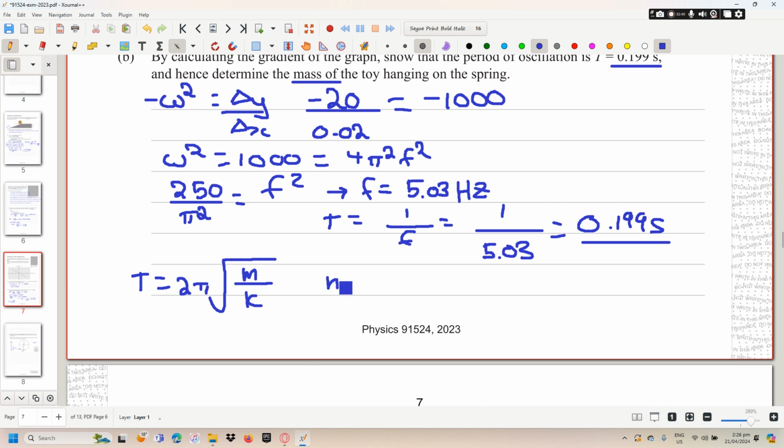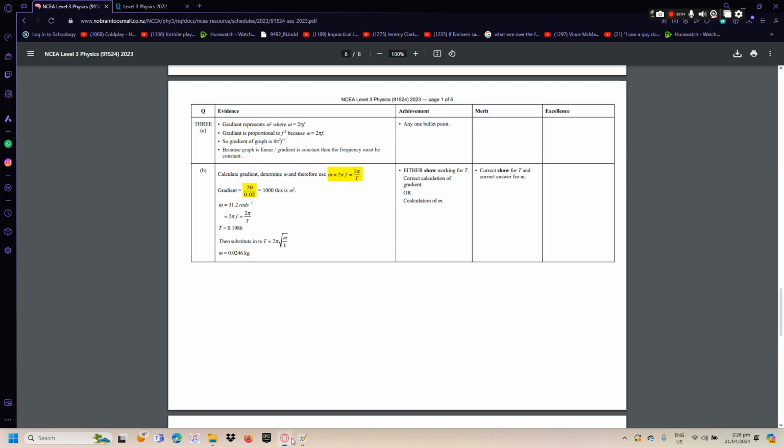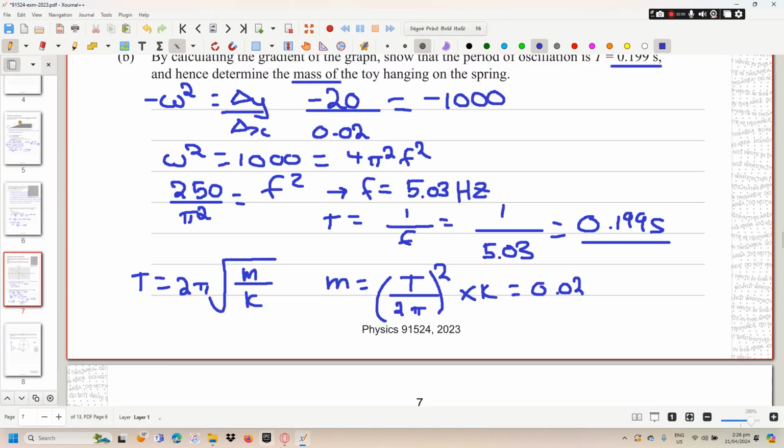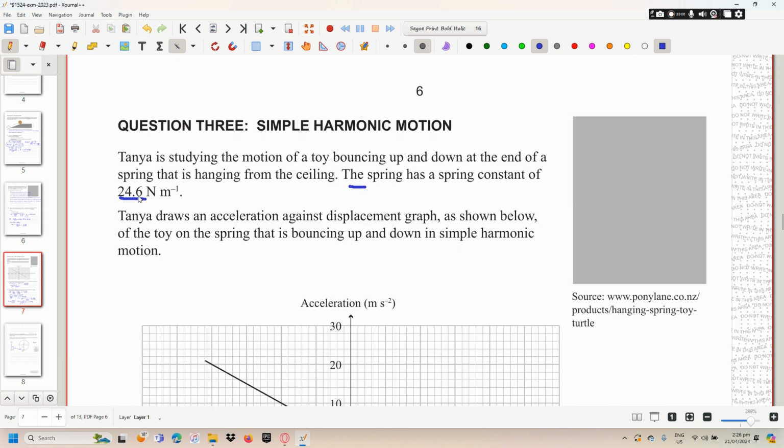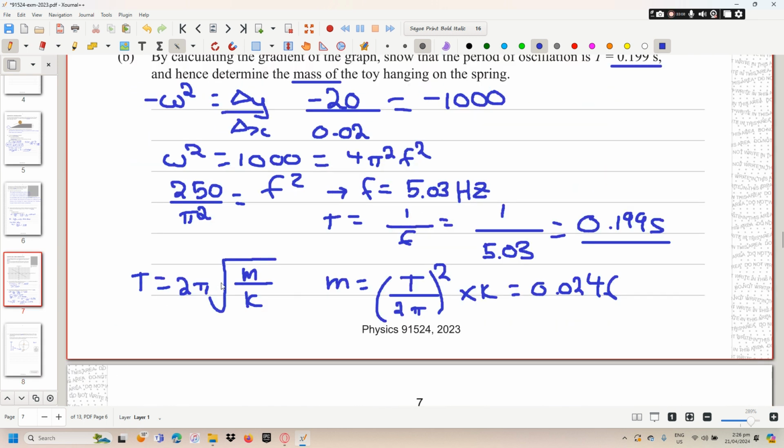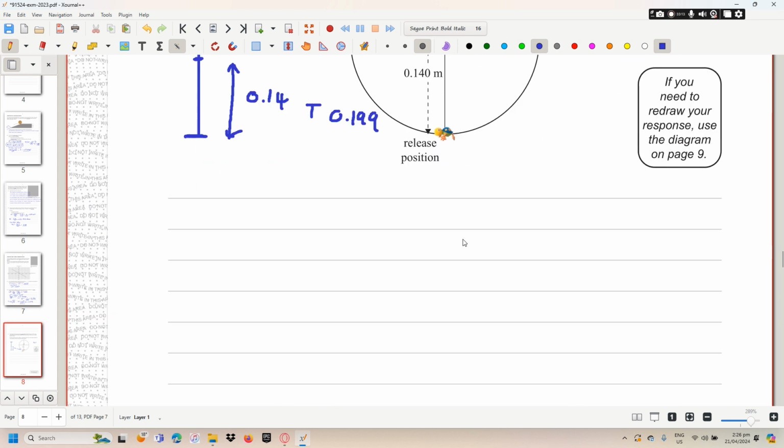So if you rearrange this, you're going to get m equals T on 2 pi, squared, times k. And then when you plug in your numbers, you get 0.0246. So you put this in for T, 2 pi is 2 pi, you square it and you multiply it by 24.6. So that's rearranging this formula, and that's how you get that figure.